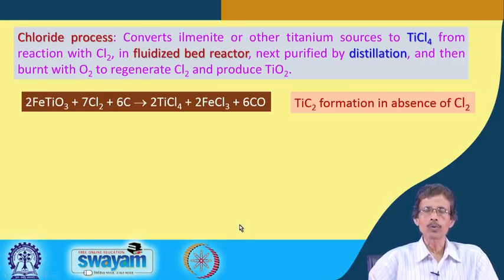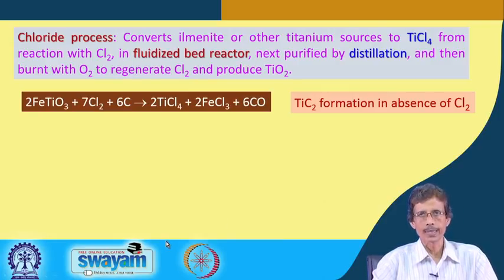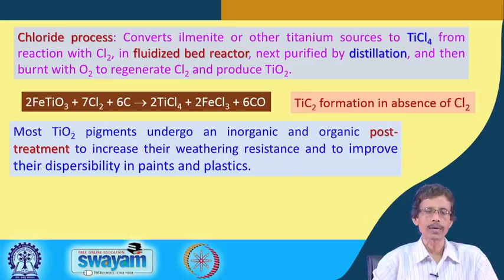So, together chlorine will use that corresponding carbon, such that we can have both this titanium tetrachloride and ferric chloride, and those two can be separated by distillation. So, it can have that once you get this.